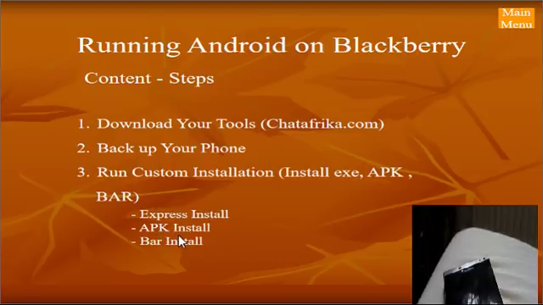If you're using the APK or bar method, then it means that you're not opting for the express install. It means that you're keeping your current build, your current installation, and you're just making Android runtime work on your Blackberry so you can use Android applications.